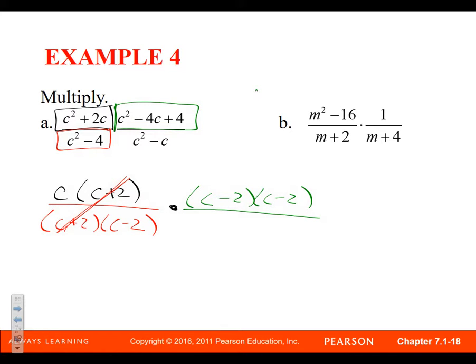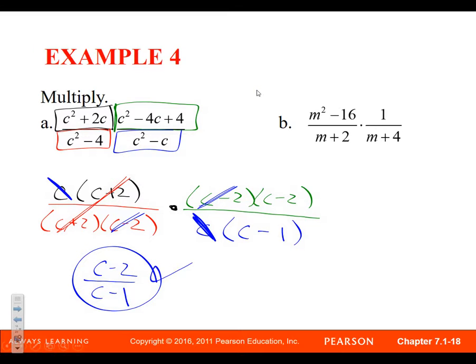So I've got that. And then in the denominator, here, I do have a common factor. And that common factor is a c, isn't it? So I'm going to get c minus 1, because I took that c, right? So whatever's left is there. Now I'm going to see if I can simplify anything else. This c with this c is a 1. And the c minus 2, so this one with this one, what's left? C minus 2. And we're done.